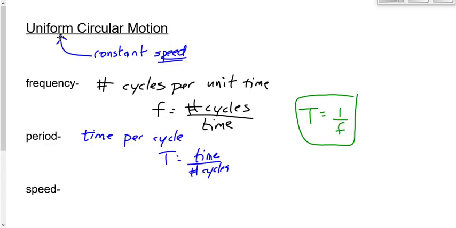Now, before we move on, let's talk about a couple units here. What units do you think period would be measured in? Seconds.